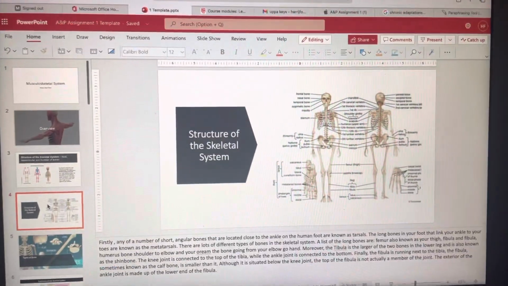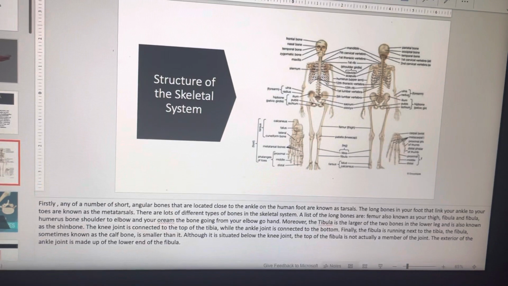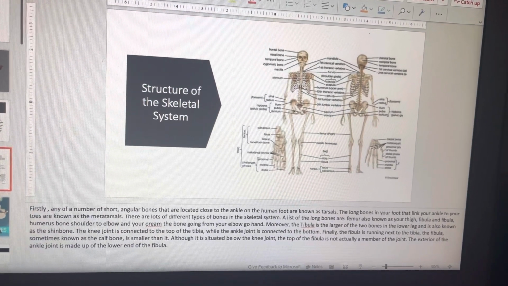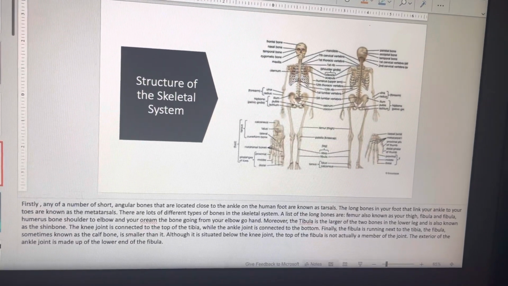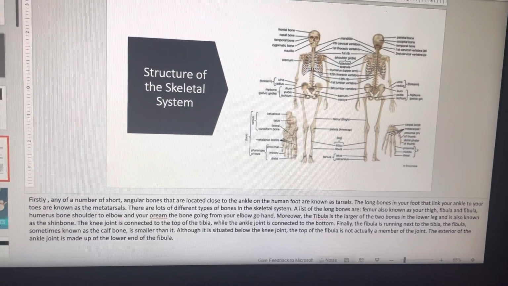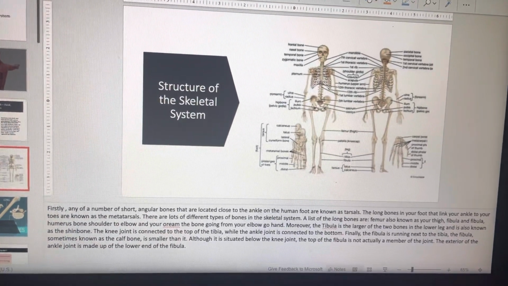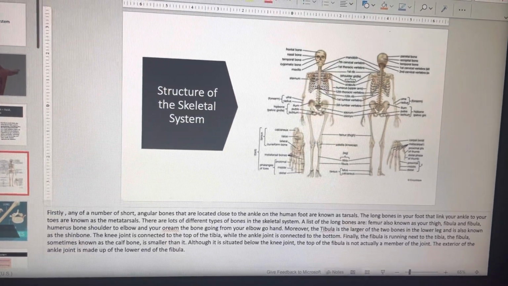The structure of your skeleton. Firstly, any number of short, angular bones that are located close to the ankle on the human foot are known as tarsals. The long bones in your foot that link your ankle to your toes are known as metatarsals. There are lots of different types of bones in the skeletal system.